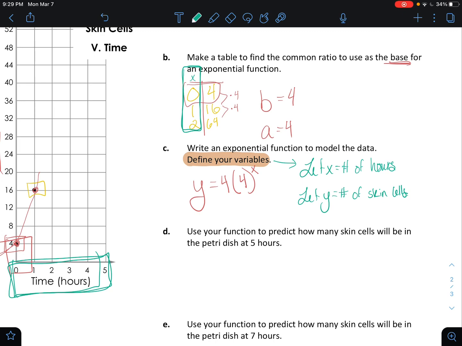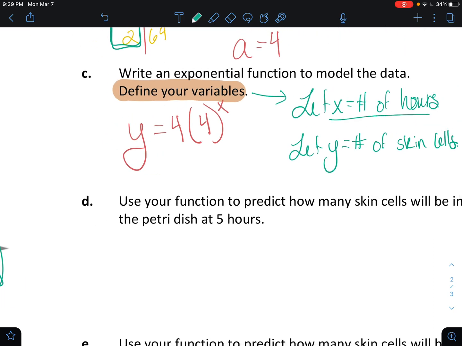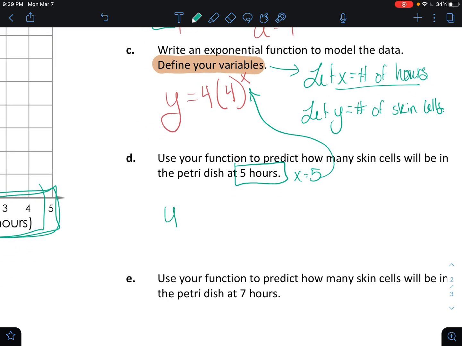So letter D says use your function to predict how many skin cells will be in the petri dish at 5 hours. So we just said x was the number of hours, so that means here x is going to be equal to 5. So we're going to take that 5 and we're going to plug it into our function. So we'll have y is equal to 4 times 4, and instead of the x, it's going to be to the 5. Alrighty, so now we just have to simplify.